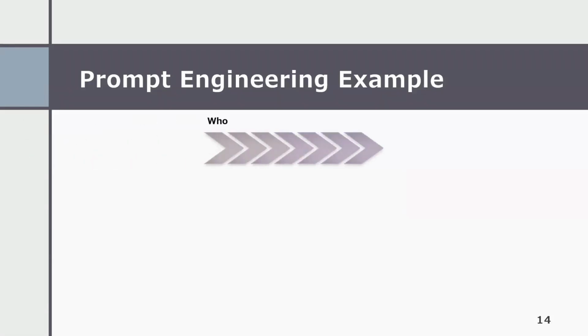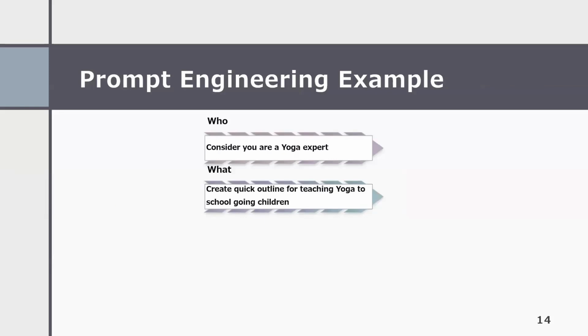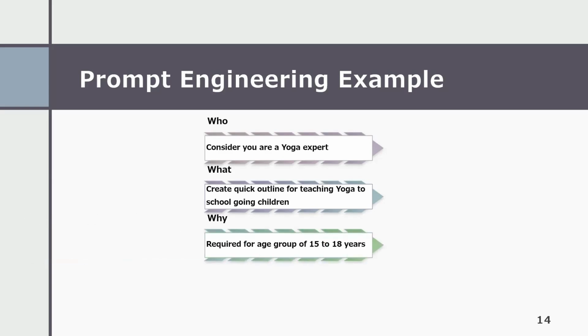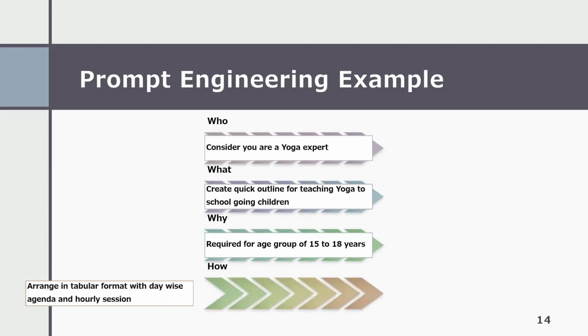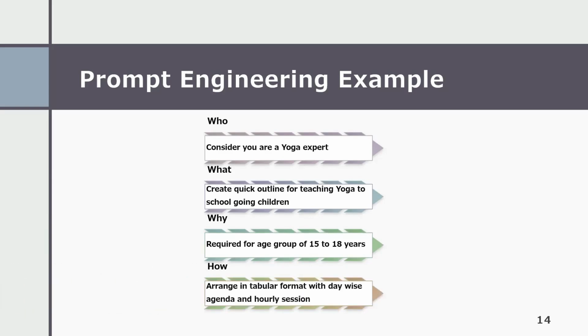So here is the first example. So who is, consider you are a yoga expert. So let's say this to the AI assistant. Then what we will specify, create quick outline for teaching yoga to school going children. And the why will be required for age group of 15 to 18 years. How? Arrange in tabular format with day-wise agenda and hourly session.